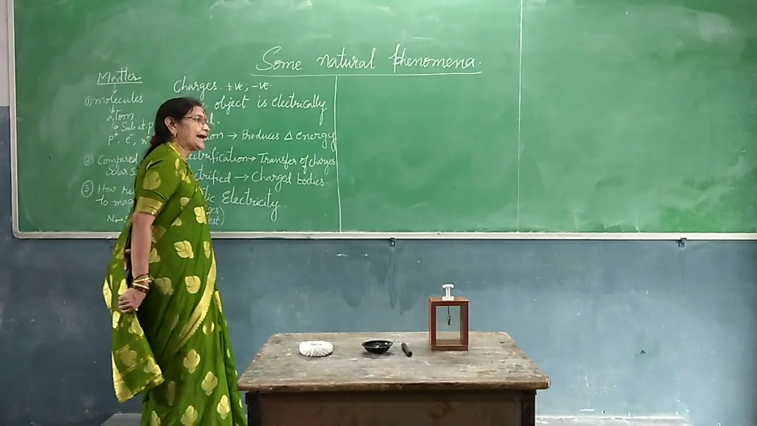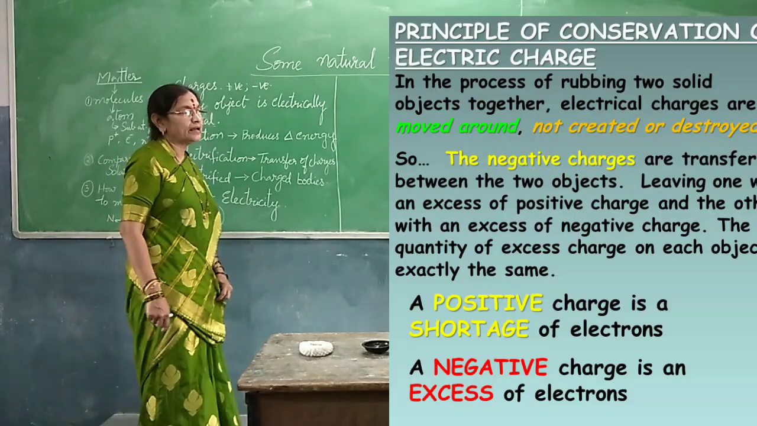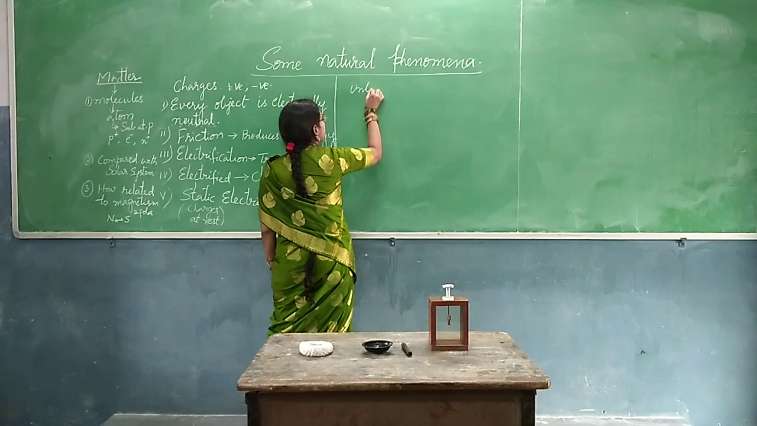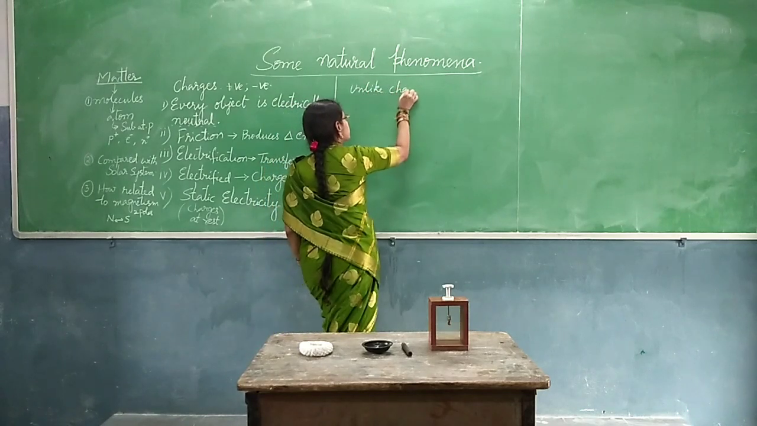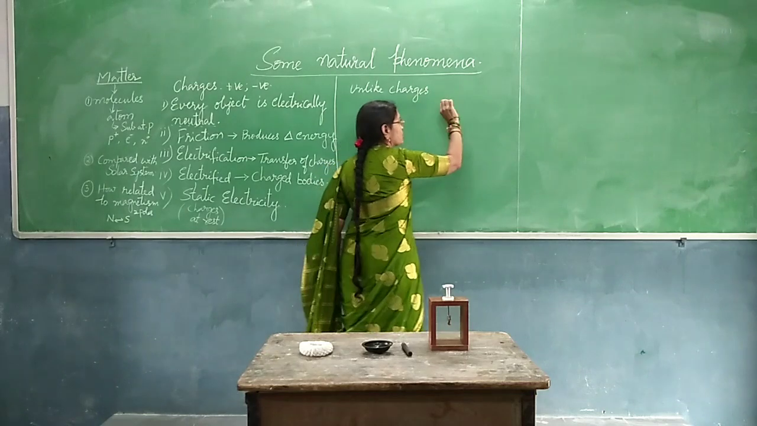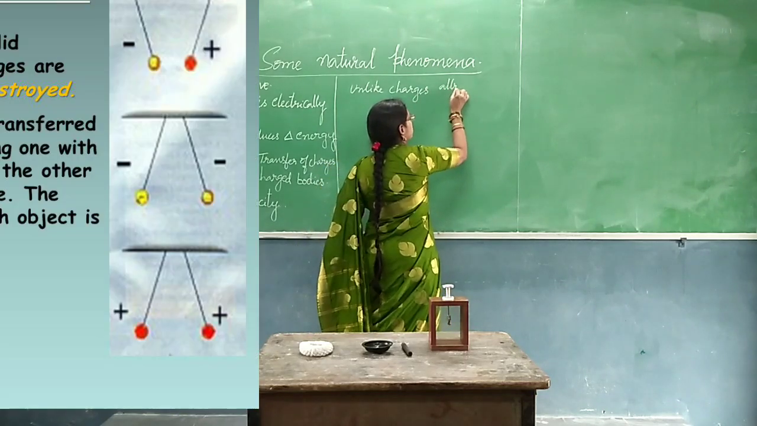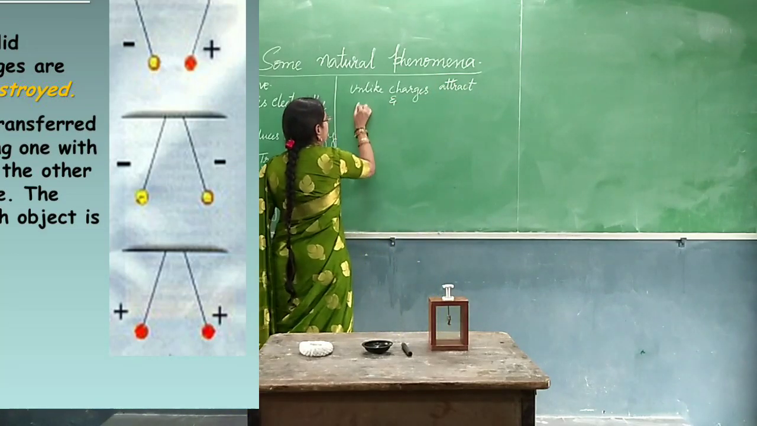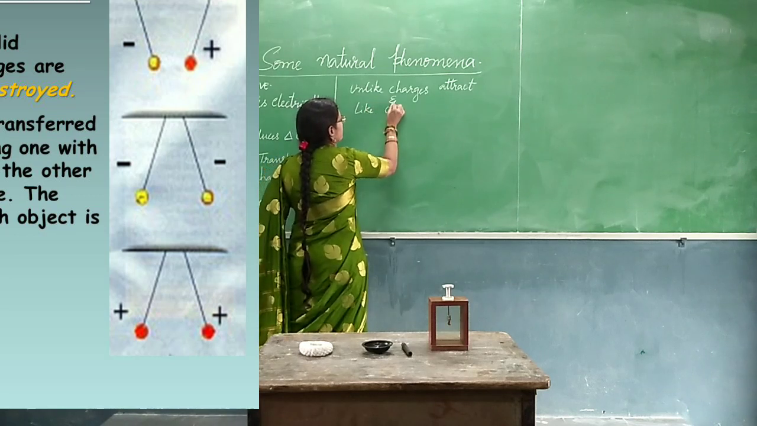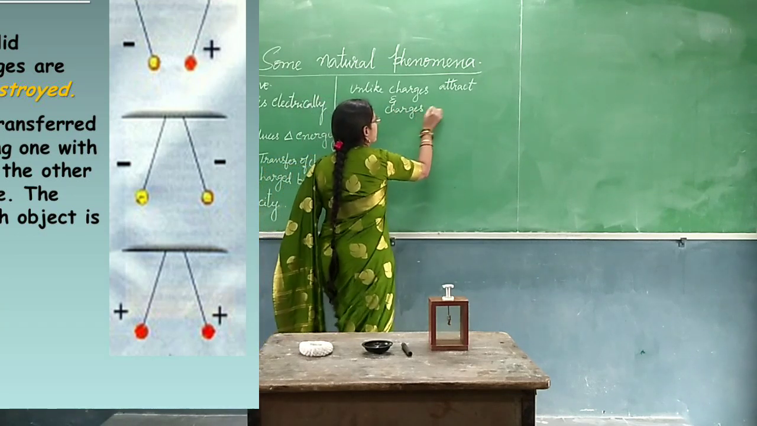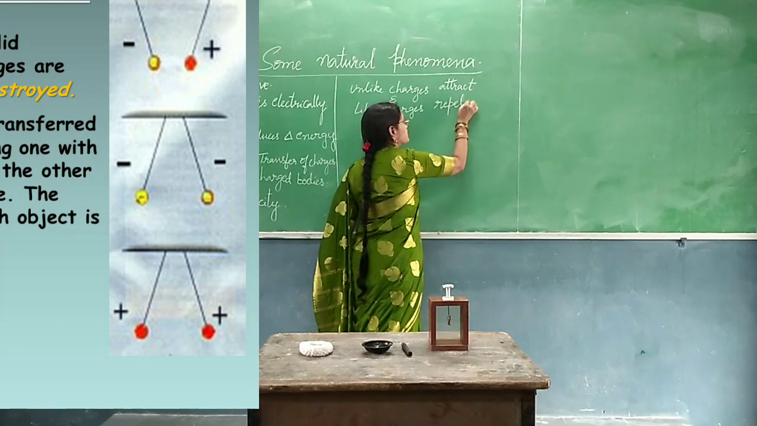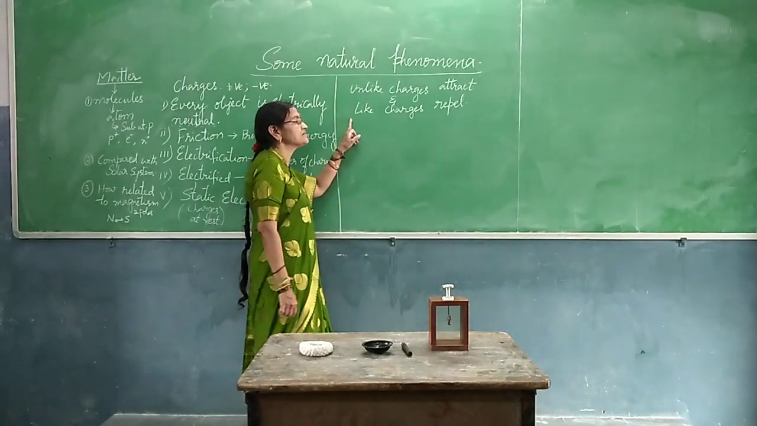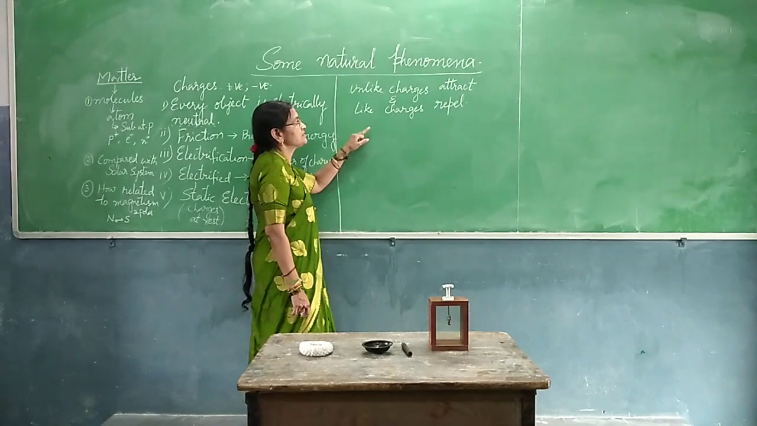There we said, unlike poles attract and like poles repel. We will say here, unlike charges, that is positive and negative, attract, and like charges repel. This is the principle of static electricity. What is the principle of static electricity? Unlike charges attract each other, like charges repel.